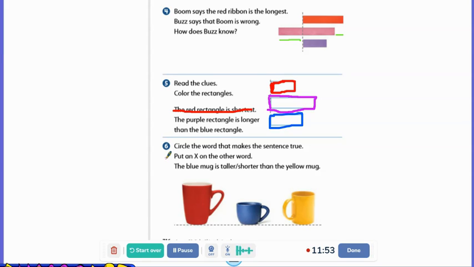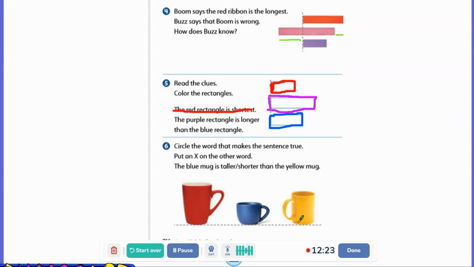All right, number 6. Circle the word that makes the sentence true. Put an X on the other word. So let's see. The blue mug is taller or shorter than the yellow mug. So would I say the blue mug is taller than the yellow mug, or would I say the blue mug is shorter than the yellow mug?